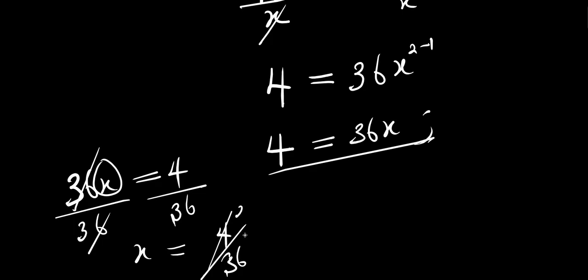And to cancel this, 4 twice, cancel here we have 18. So to cancel the third ones, cancel here we have 9. So this gives us 1/9.